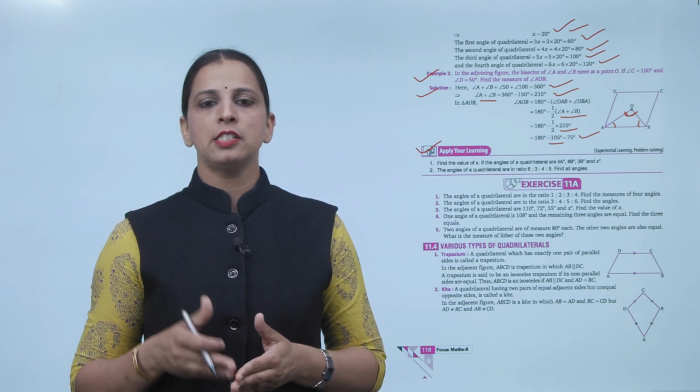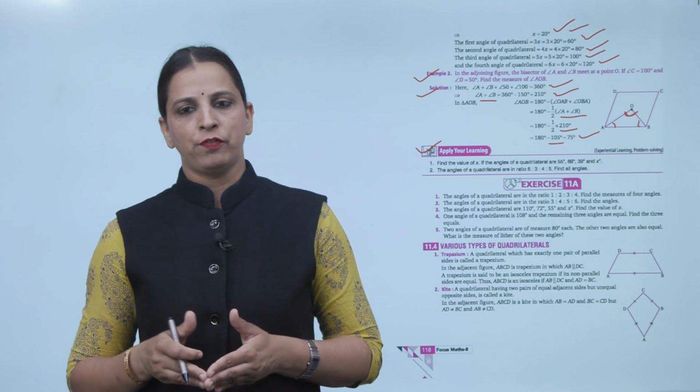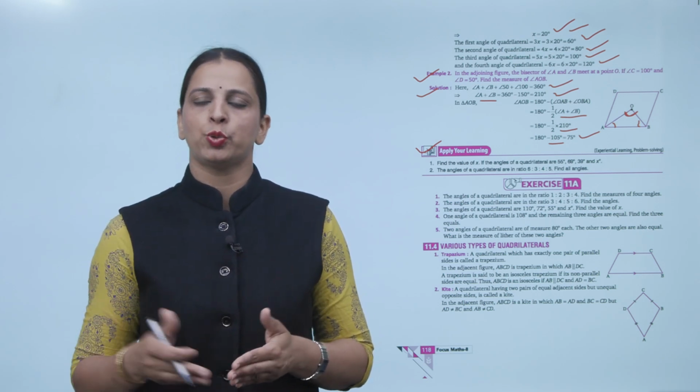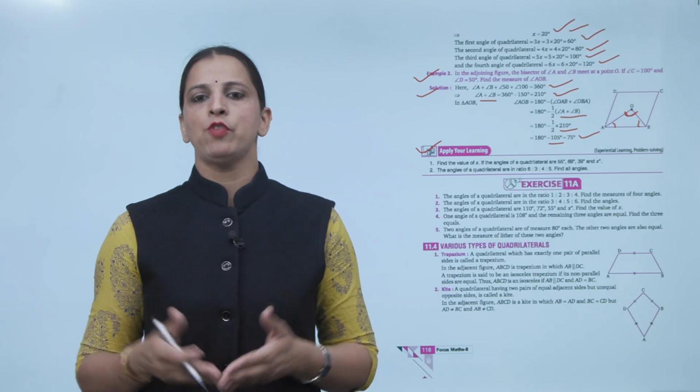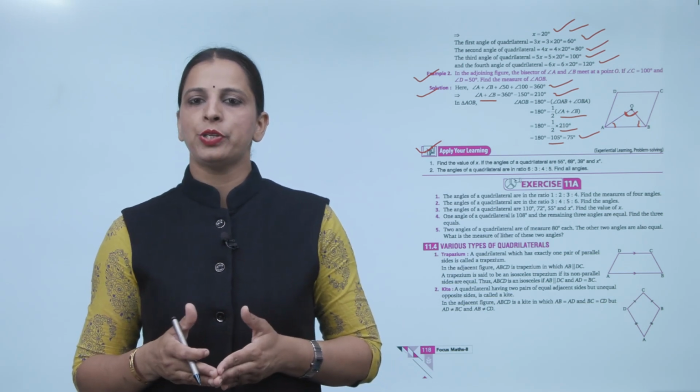Second, the angles of a quadrilateral are in the ratio 6:3:4:5. Find all angles. तो 6x plus 3x plus 4x plus 5x is equals to 360 degree. x की वैल्यू फाइंड आउट करो और एंगल्स फाइंड आउट करो. इसी तरह से बच्चों एक्सरसाइज आप खुद ट्राई करेंगे.